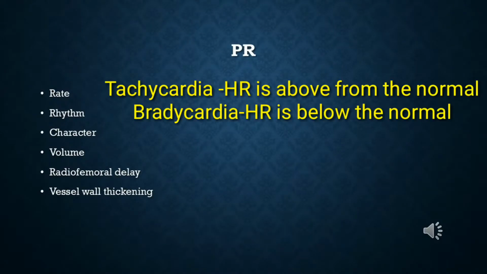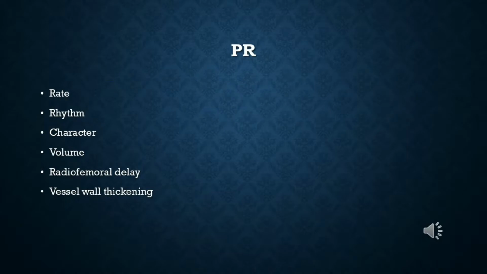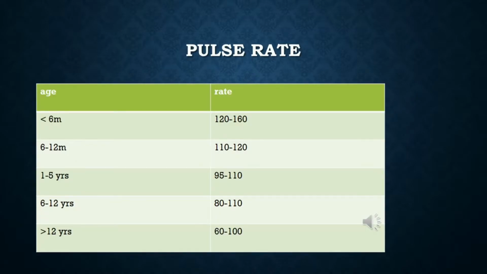What are the things you are going to explain in pulse examination? That is the rate, the rhythm, the volume, the character, radiofemoral delay, and whether all the peripheral pulses are palpable or not. It's preferable to examine different arteries for different features of the pulse. For example, volume and character are best appreciated in the carotid arteries. These are the normal values of pulse rate in different ages. See the difference in infancy and adolescence.